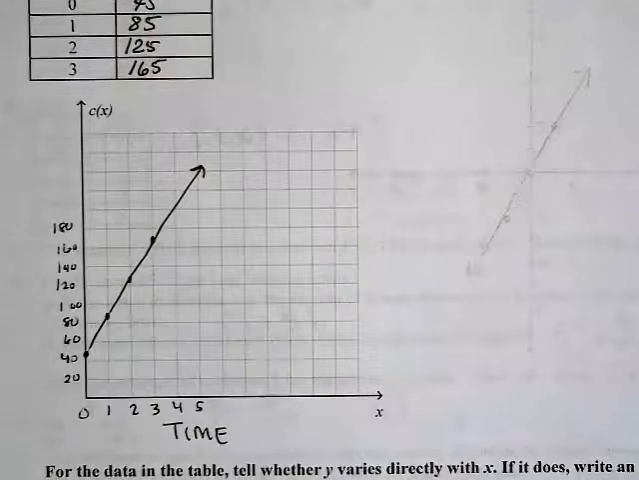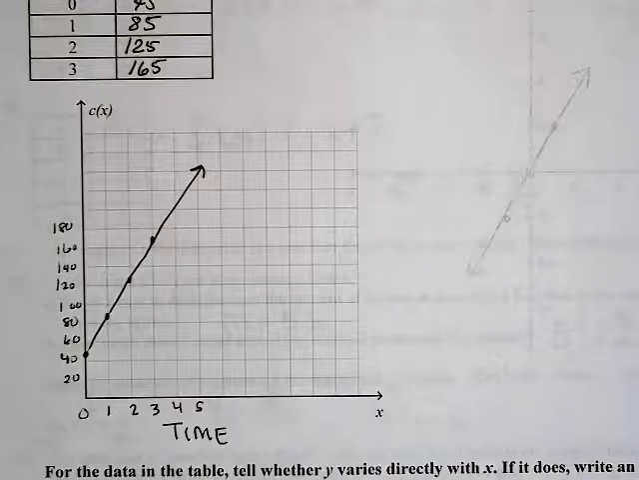Could you predict the cost for 7 hours if I asked you to? What would you do? You could add 44 more times. That's building onto the table. Could you use 7 in the equation? Could you multiply 7 times 40 and add 45 and get the same number? Yes. Could you extend the table and the graph? Yes.